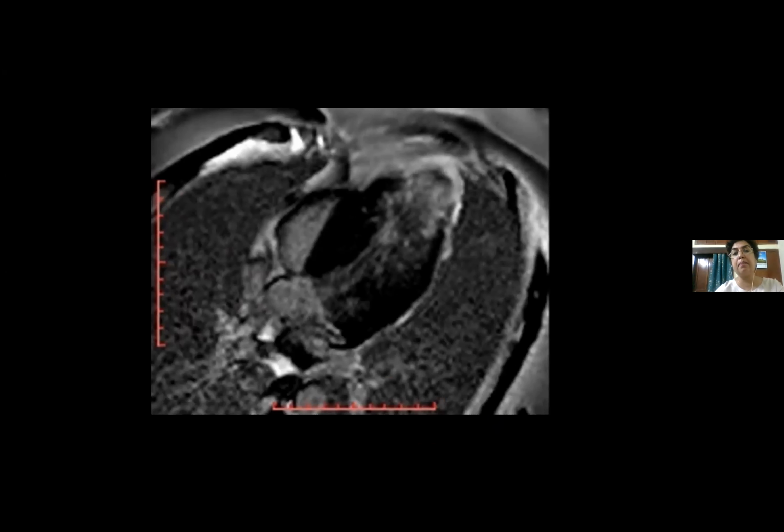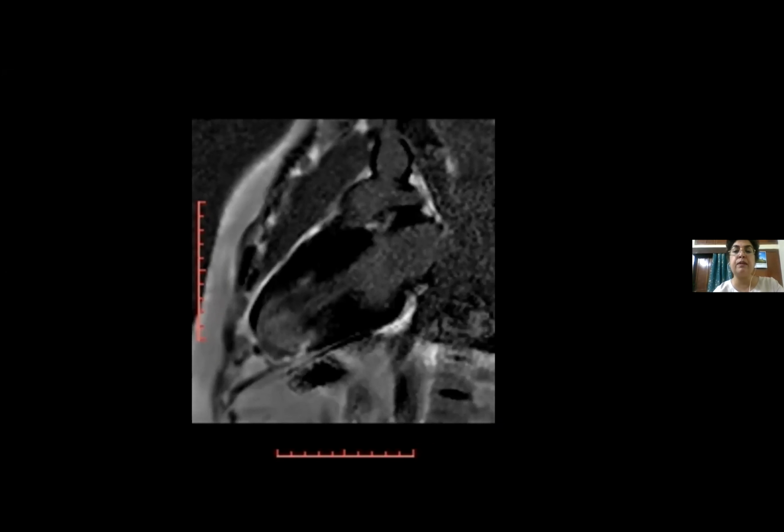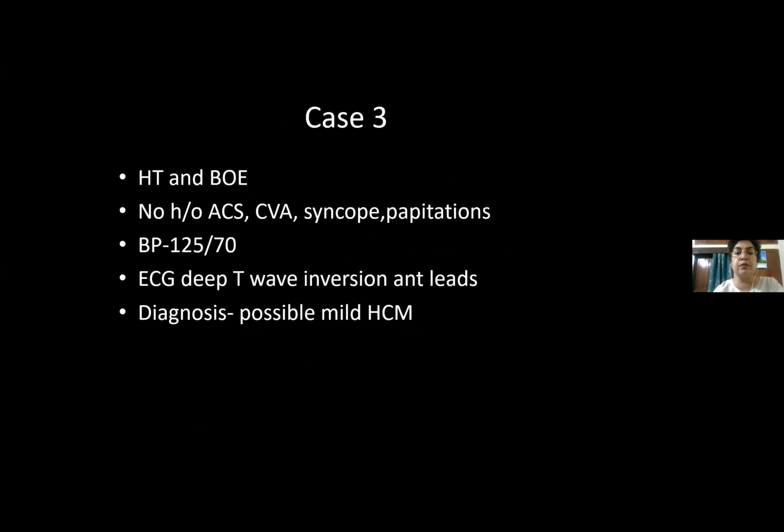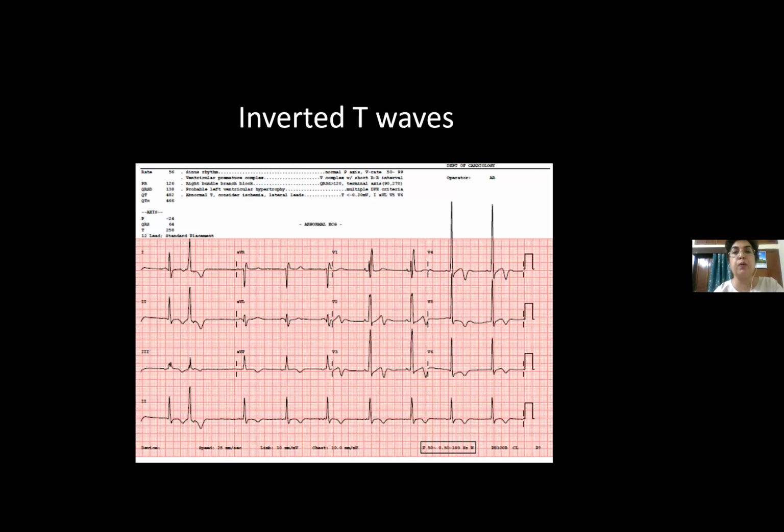So the same pattern here. There is extensive fibrosis as we go towards the apical region. So here the quantification will definitely be more than 15%. And so this patient was managed conservatively and put on follow-up.